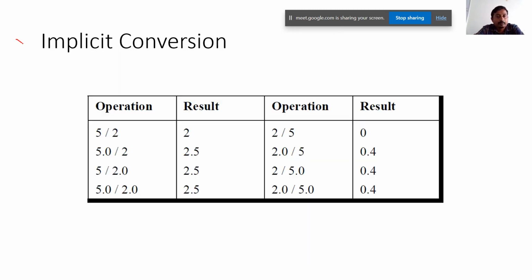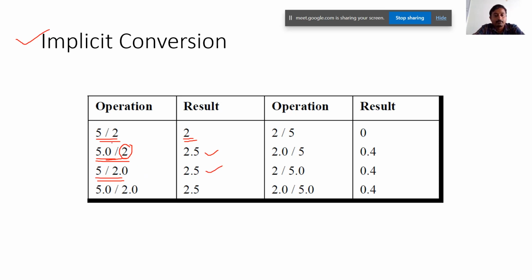Now let us talk about implicit conversion. As discussed, integer divided by integer will always be integer, so we will get 2. Now here we have a combination of floating point number and integer. So what will happen here? This integer will be promoted to float, so you will get 2.0, then the operation will be performed. So it will be 5.0 divided by 2.0, then you will get 2.5. Here also this 5 will be promoted to 5.0, and then you will get this result.